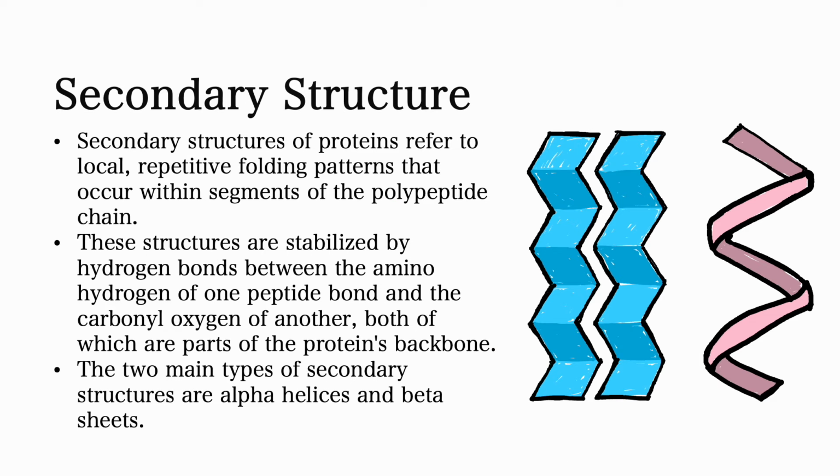Now let's consider the secondary structure. Secondary structures of proteins refer to local, repetitive folding patterns that occur within a segment of the polypeptide chain. These structures are stabilized primarily by hydrogen bonds between the amino hydrogen of one peptide bond and the carboxyl oxygen of another. The two main types of secondary structures are alpha helices and beta sheets. Alpha helices are right-handed coiled structures, while beta-pleated sheets are extended sheet-like arrangements.